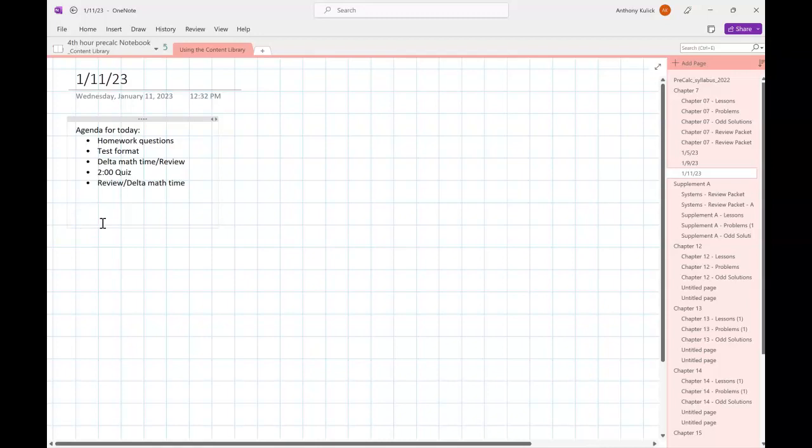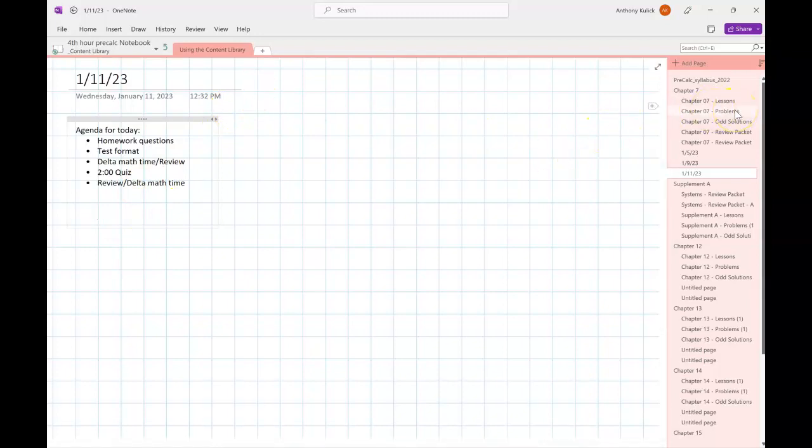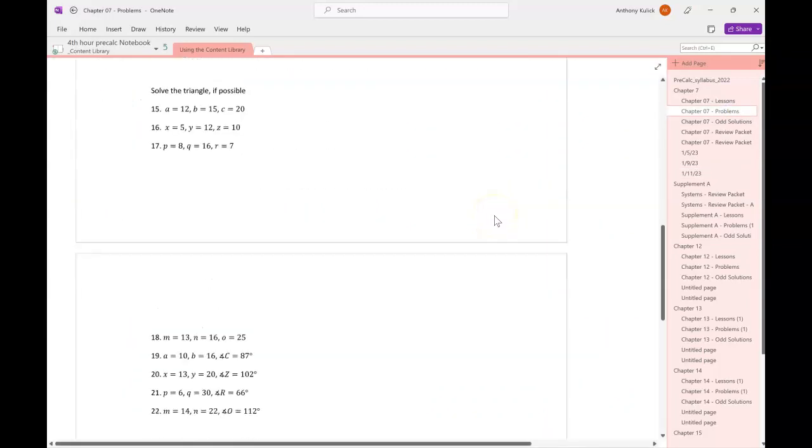So we'll start with questions from you guys. Questions from the homework. Ryan. I don't have one from the homework, but can you do the SSS one? Like the second section of Delta Math. Sure. So I'll just pull one from here. Well, this is just like homework problem 15. Is that okay with you?